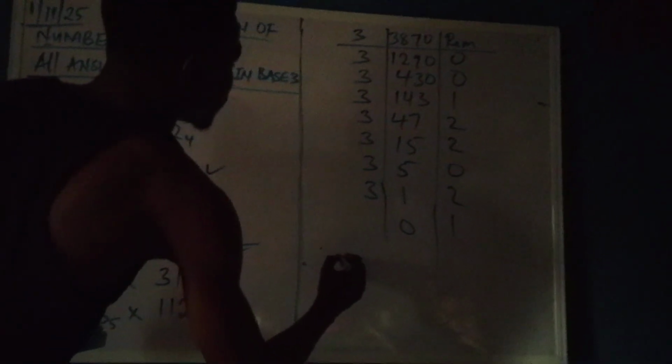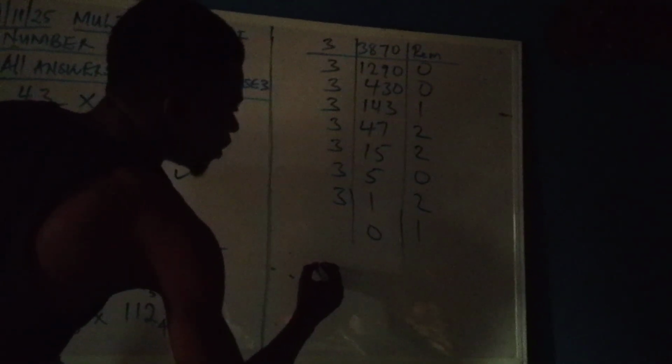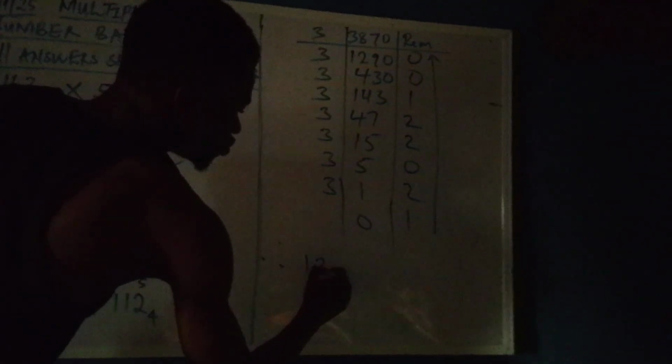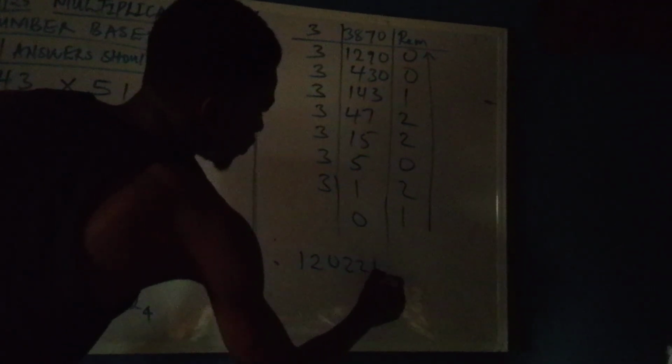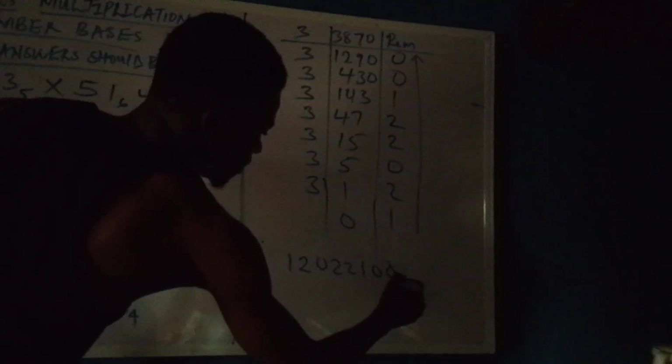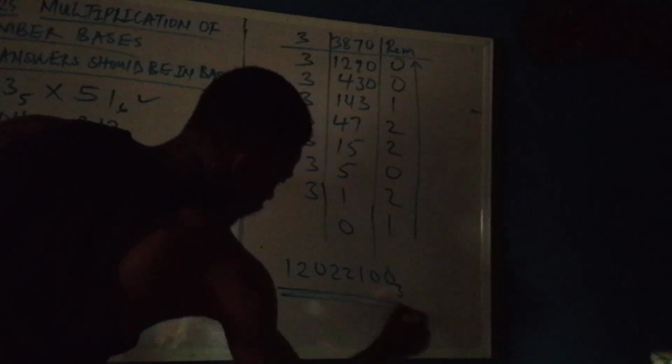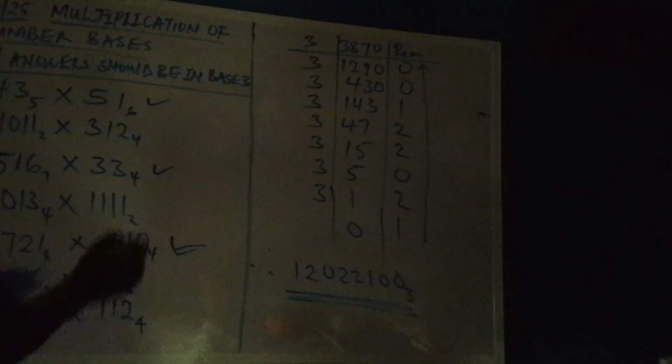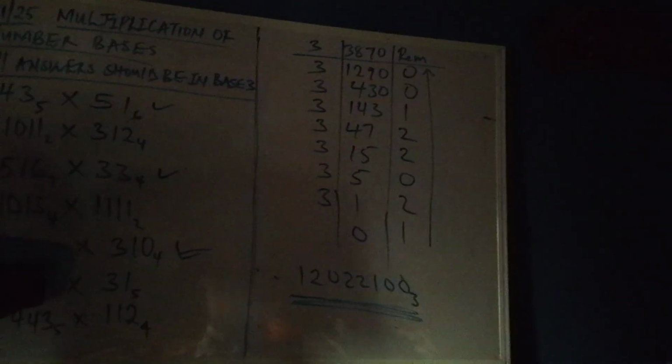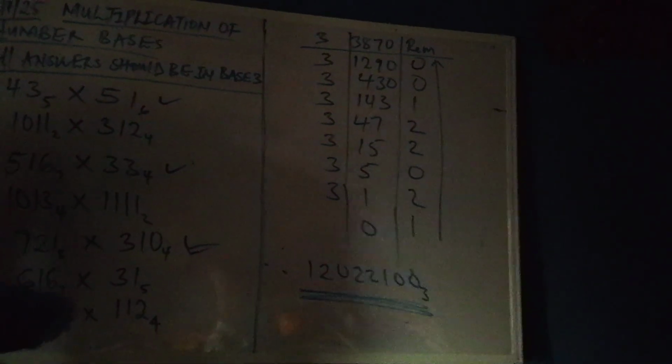So therefore your final answer would be, from the bottom to the top, 1202210 base 3. So this will be your final answer for question number 3. Do you understand? So that's how to do the conversion.